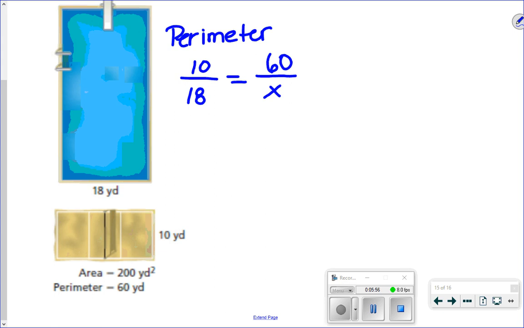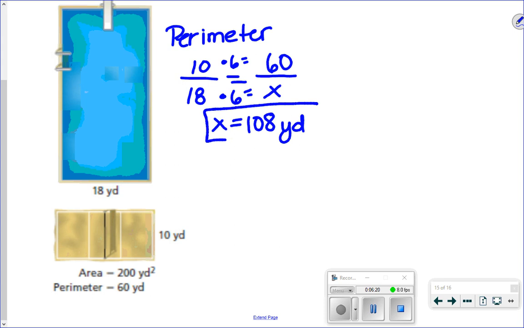All right, so now that I have my proportion set up, I'm going to go ahead and solve it. I see a multiplication pattern side to side. 10 times 6 is 60. So I can do 18 times 6 to get my x. So that looks like that's going to be 108. And then that's going to be yards. That's my answer for the perimeter.